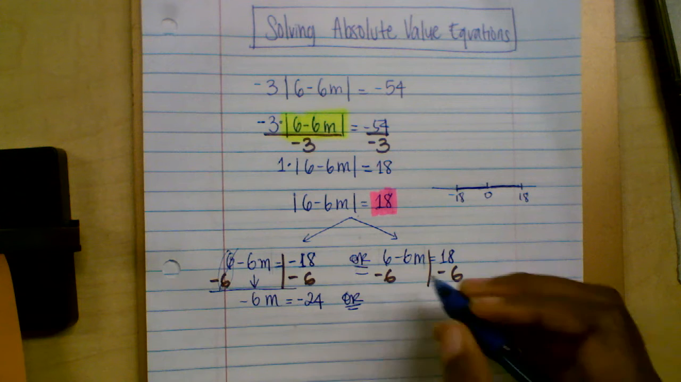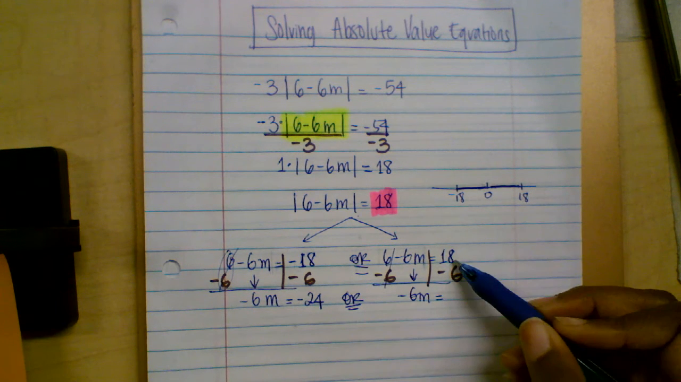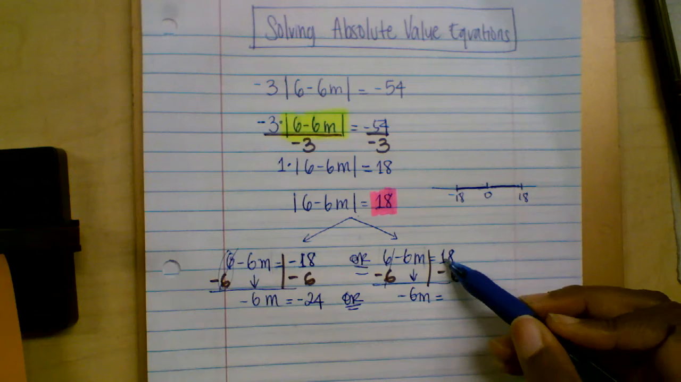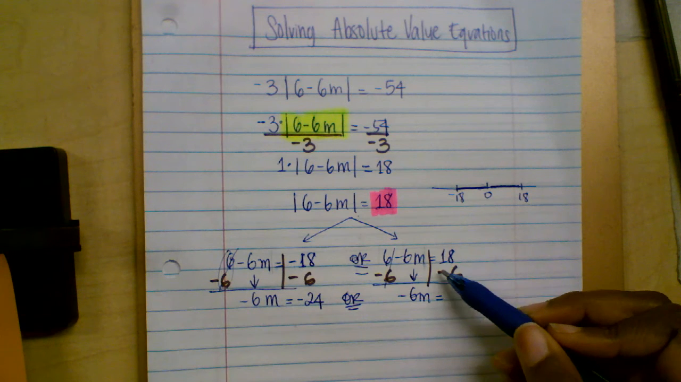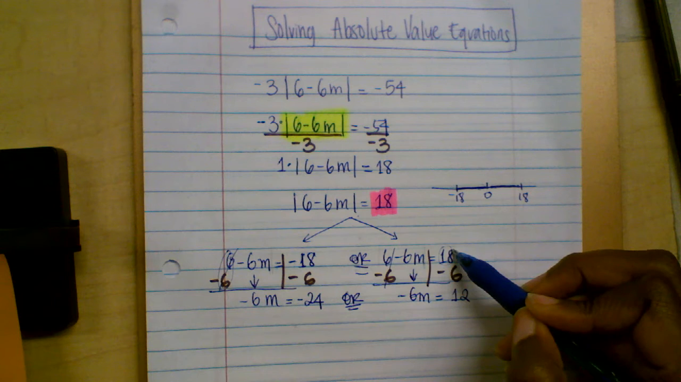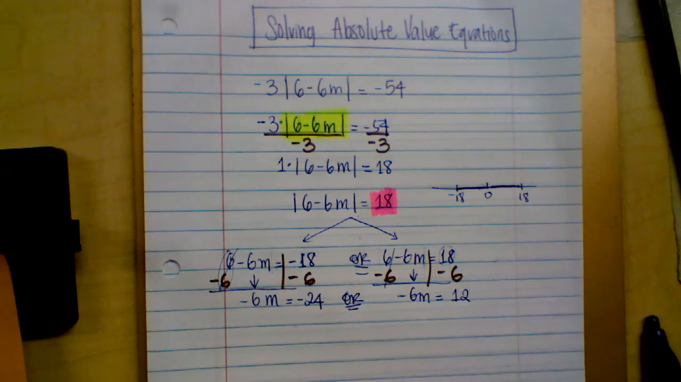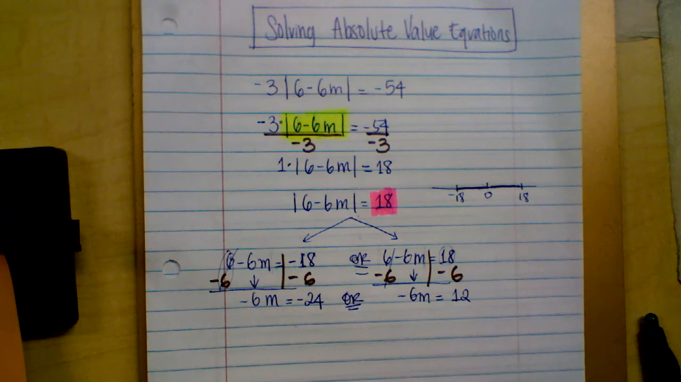And the second equation is going to be, 18 minus 6. Here you're adding numbers with different signs, so we subtract. 18 minus 6 is 12, and you keep the sign of the bigger number. The bigger number is 18, and 18 is positive, so it's going to be positive 12. So are we done here? No. You have to continue simplifying.